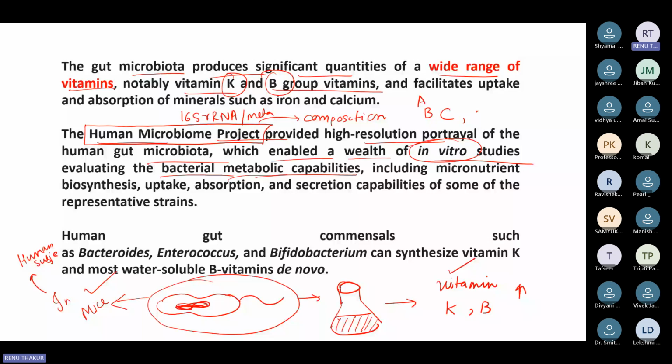Human gut commensals such as Bacteroides, Enterococcus, and Bifidobacterium can synthesize vitamin K and most water-soluble B vitamins. So they have the capability to synthesize all these things by themselves. This property can be exploited on a larger scale, because people are having micronutrient deficiency, vitamin deficiency, and all those things. So if we can make a product, we can definitely give it to them to meet their nutritional and micronutrient requirements.